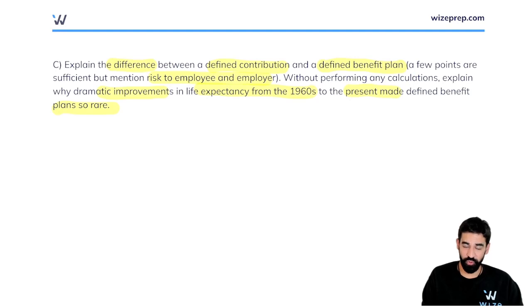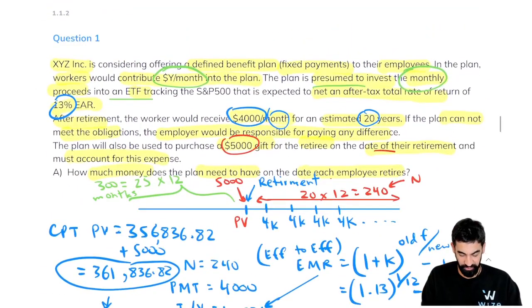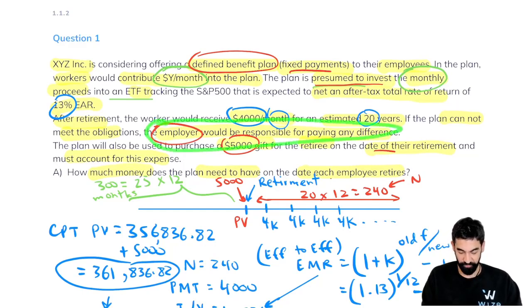So one or two of the marks you could get just by looking around in the question. They actually told you what a defined benefit plan was earlier in the question. Go back and check. It tells you that in this case, they were doing a defined benefit plan, which was fixed payments to their employees, and it told you the plan presumed to invest the monthly proceeds. And it told you the employer would pay. Where did it say that? Employer would be responsible for paying any difference.